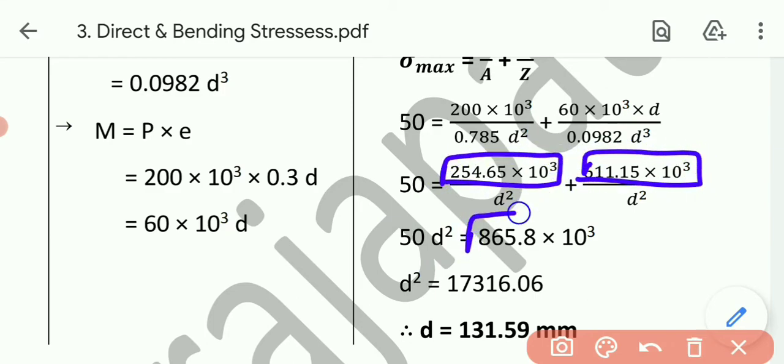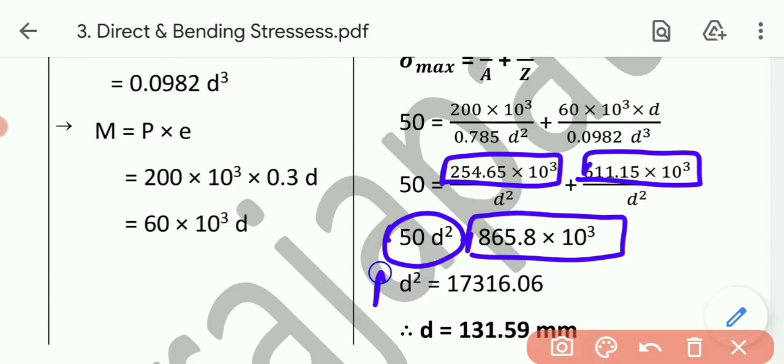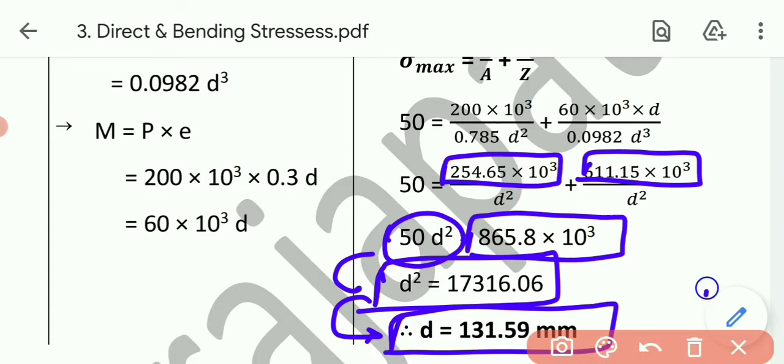Okay, so I will get this one, 865.8 into 10 raised to 3, that is equal to 50 times d square. So first of all I will get d square from this one, dividing by 50, so 17316.06, and by taking the square root of this one, I will get the value of d, that is 131.59 mm. Clear? I hope you are getting the concept of the examples.